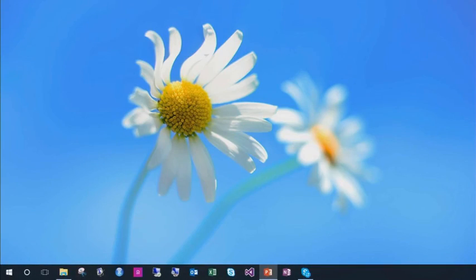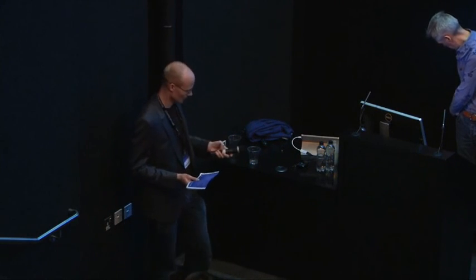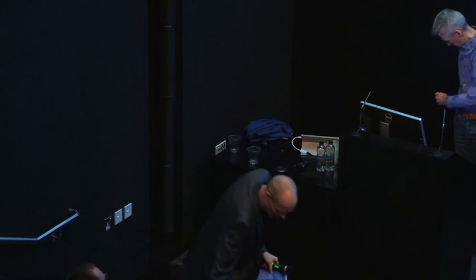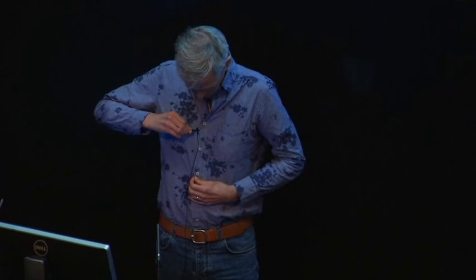So we continue on the theme of probabilistic programming with Andy Gordon from Microsoft Research, talking about Tabular, regression formulas as probabilistic programs. Thanks, Sebastian.